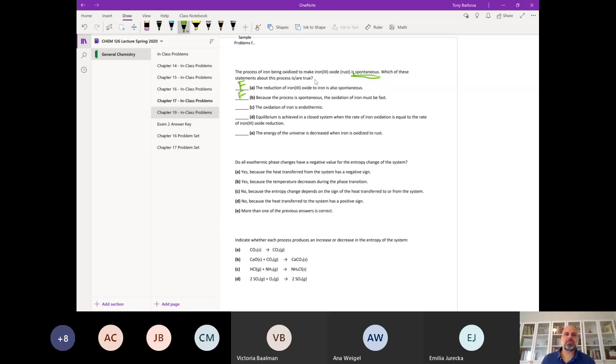The oxidation of iron to rust is endothermic. So if we think about what this looks like, we have our reaction energy diagram. If we're starting at iron, we have an activation energy, and an endothermic process would end up here. If we assume that there's an equilibrium process here, we have pure iron here, and then iron oxide, or rust, there.